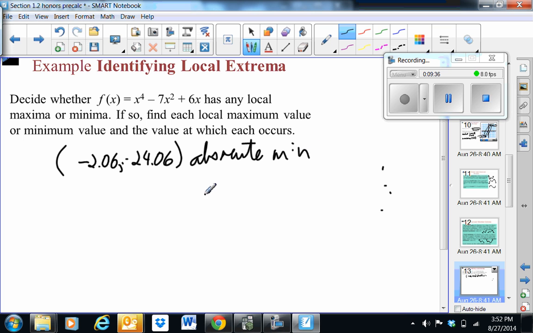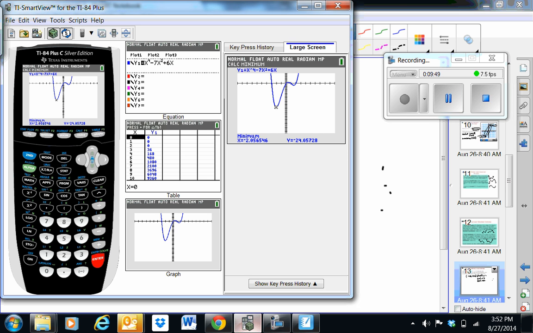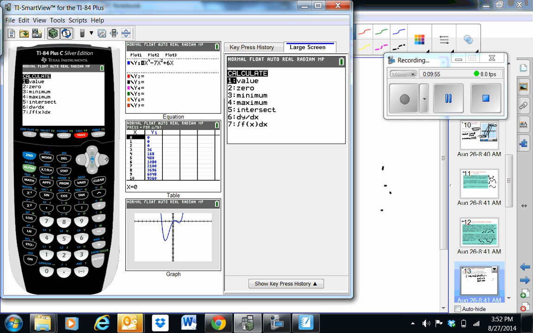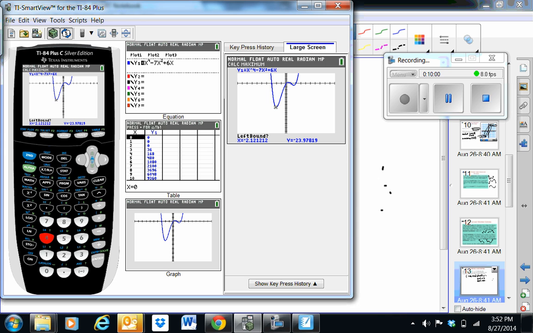So now we have a local min that we're also trying to find, and we have a local maximum that we're also trying to find. So let's go back to our handy dandy calculator, and we're going to calculate again. So hit second, calculate, and we'll do our local maximum this time. So I'm going to select 4.